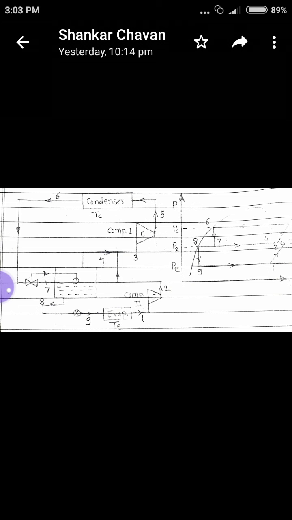After mixing, that refrigerant is again sucked by the second stage compressor, it is again pressurized and supplied to the condenser. So point 1 to 2 represents first stage compression. After that, 2 to 3 dash represents the mixing condition. After mixing, that refrigerant enters into the second stage, that is point 3. So 3 to 5 represents second stage compression.